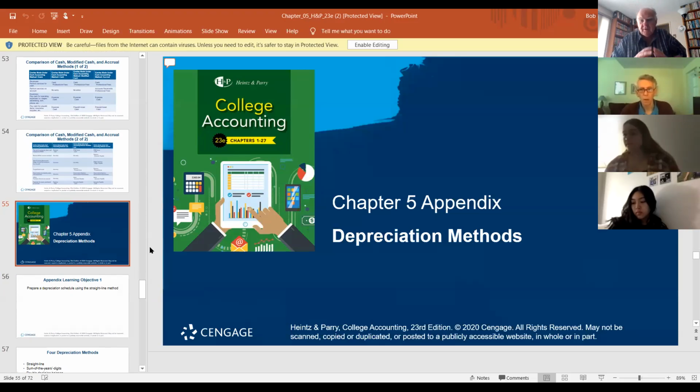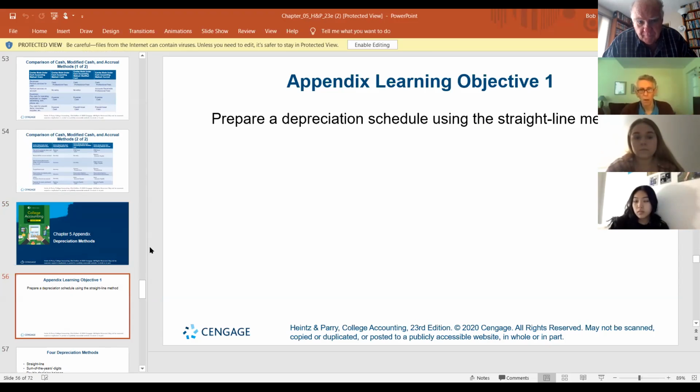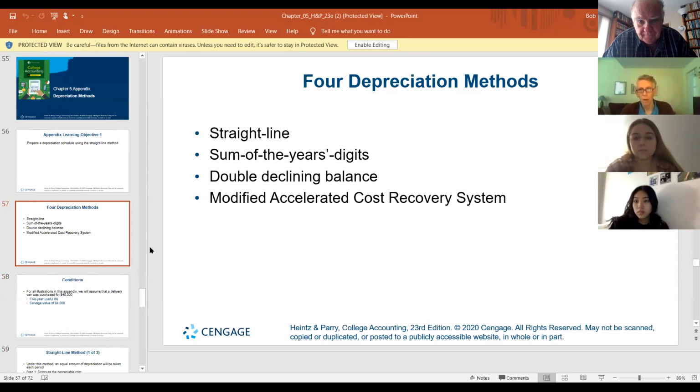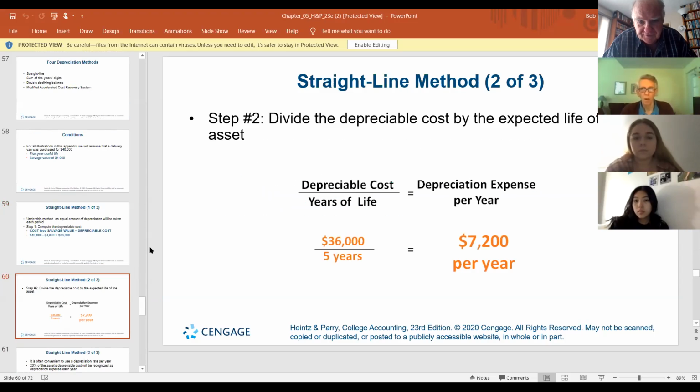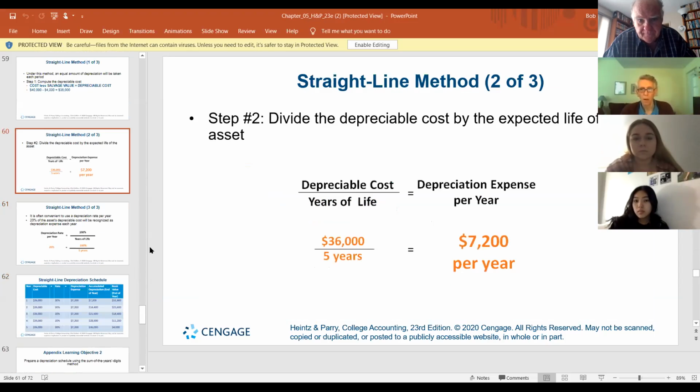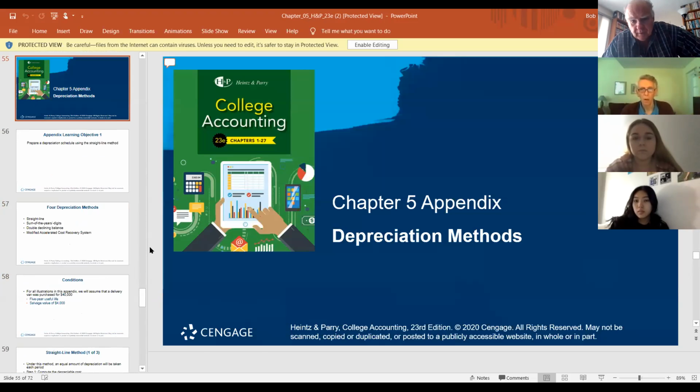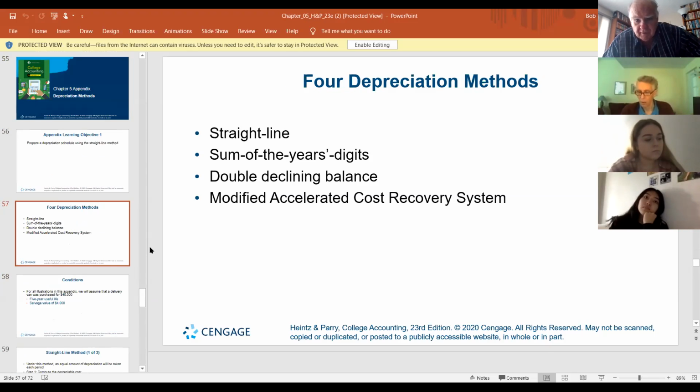Okay, now we're getting into the appendix on depreciation methods. I don't think we want to go into this just now. I need to check with my boss, Cornelia. Okay, we'll go over straight line. There are various depreciation methods, and you'll get tons of it in 230, okay? But we're working with straight line. Straight line is the one we're working with.